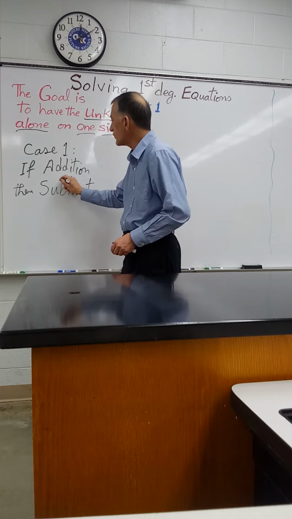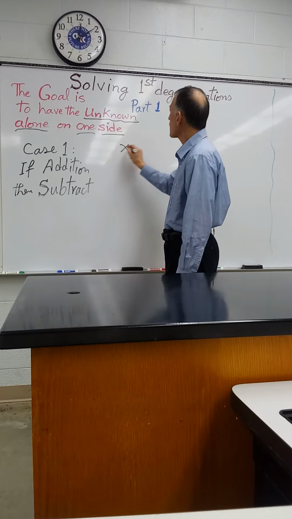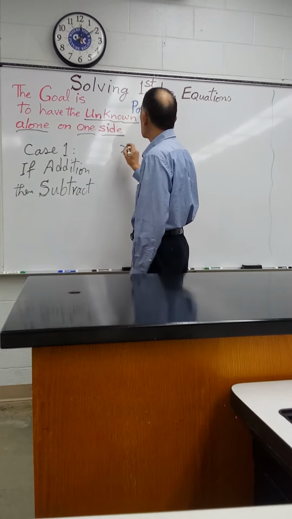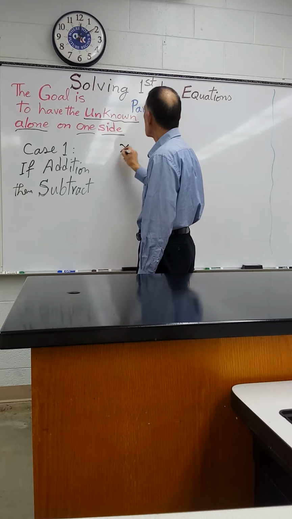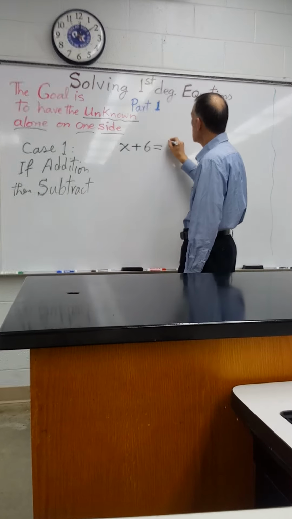And I'm going to show you one quick one right here. So let's say we have an equation of x. Let me change my marker. This is not writing very well. Let's go to x. Yeah, that's better. x plus 6 is equal to 11.